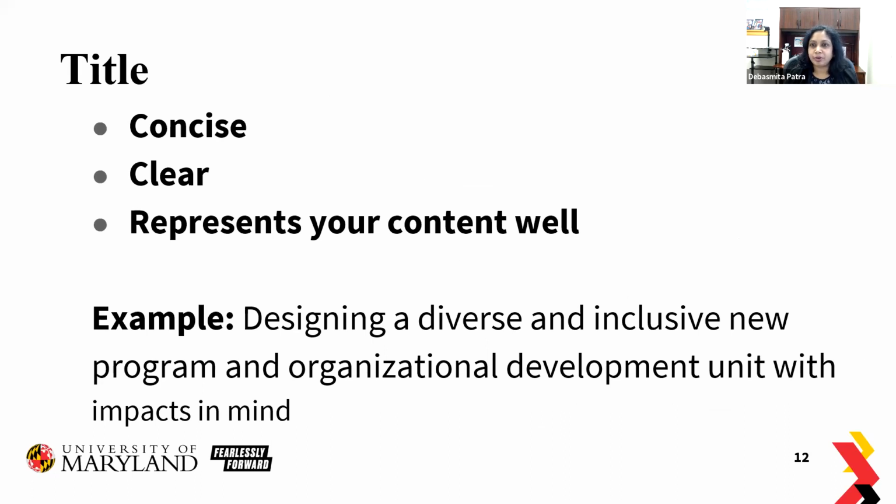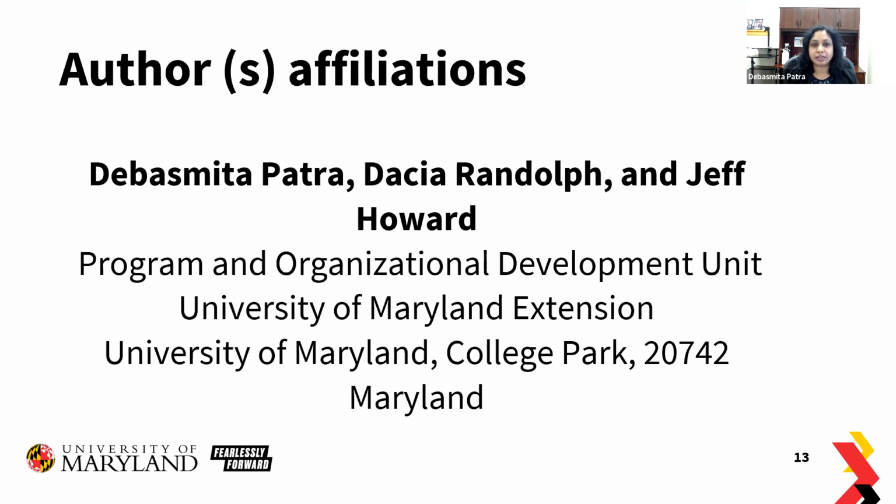I just wanted to bring an example from a conference presentation that Dr. Howard and myself did last year in December. So this was our title: Designing a Diverse and Inclusive New Program and Organizational Development Unit with Impacts in Mind. So that clearly tells people, the audience, what our goal is, what the motivating factor is, what basically we are doing. So being a reviewer, when the title is very long or very short or does not represent well, that actually creates quite a bit of confusion. So the goal is always to be clear and concise and still represent what you are up to in that presentation.